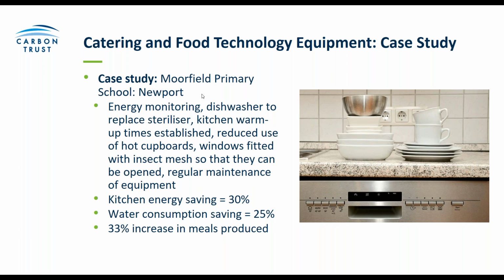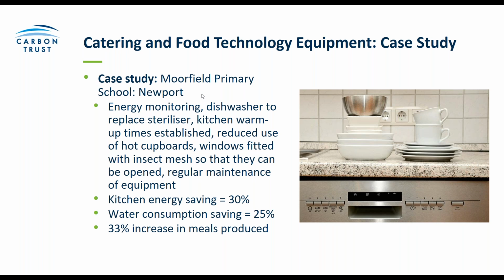They adjusted the warm-up times on the kitchen and reduced things like use of hot cupboards, and the amount of time that windows were open as well. So the combined effect of those measures was that they were looking at a saving of around 30% on the energy use of the kitchen.